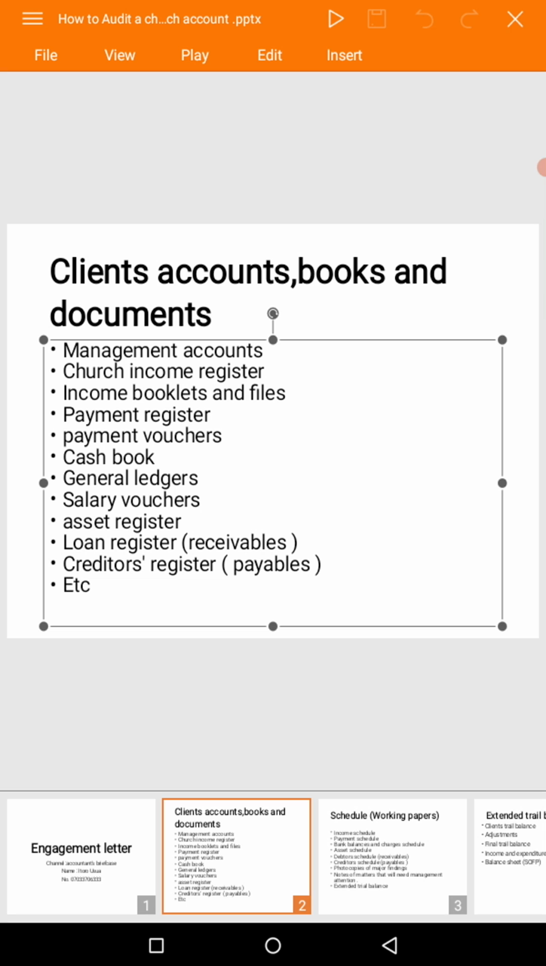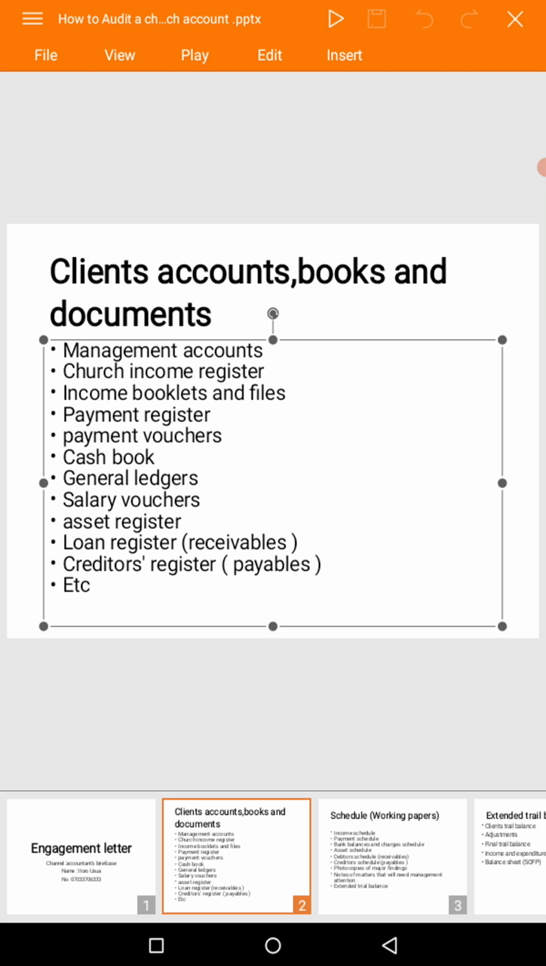So myself and my staff, I now move into my client's office. That's the church. We're given an office to sit down. The next thing we will do is request some books and documents. Even before now, in the engagement letter, we have listed out the books and documents we will need. So it's expected that the client would have made these books available. By the time we get into the client's office, these books are already there.